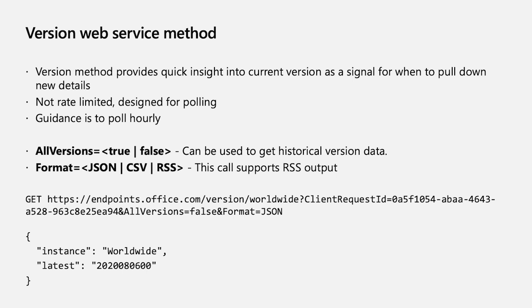If you look on the docs.microsoft.com page where we publish our IP and URLs, there's an RSS feed available there. And that's actually just a link to this web service method with the RSS output format specified, a shortcut there to get some insight into the change history associated with the endpoints data. So the guidance here is to pull no more than hourly if you're building automation that's going to react to version changes. The web service is not rate limited, but again, the guidance is to pull hourly and not more frequently.